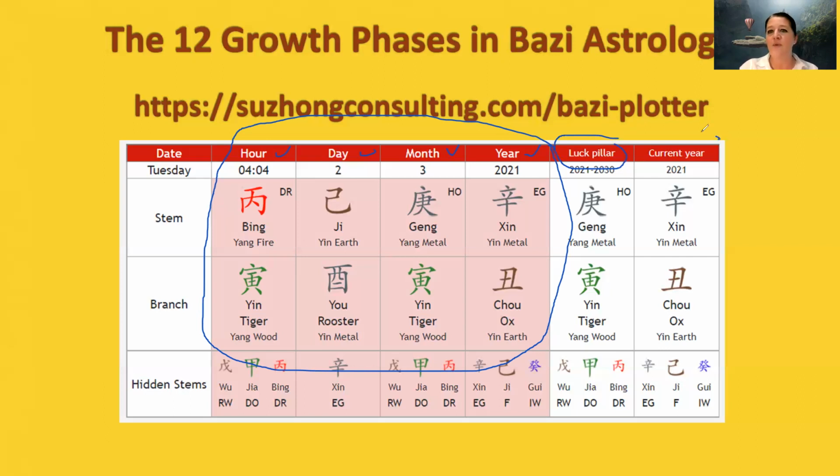What is the same for everyone is here the current year, because we're all going through 2021 right now. So this is the metal ox year. So this pillar, the current year pillar, will be the same for everyone. Now go ahead, plot your chart, and then I will explain to you how you find the extinct phase in your chart.